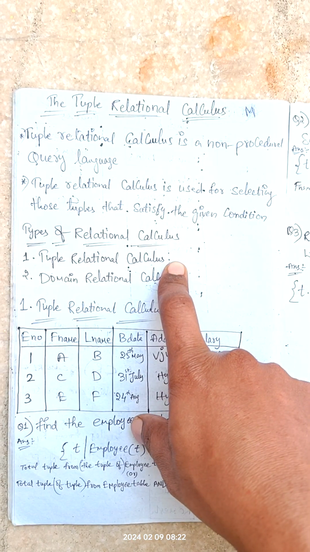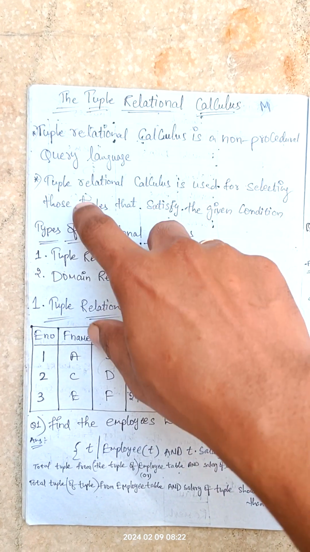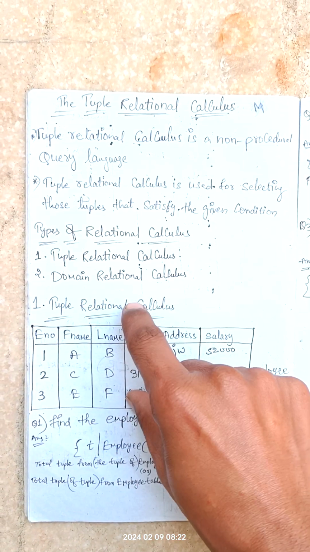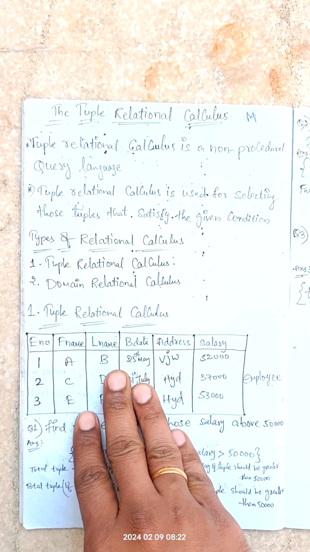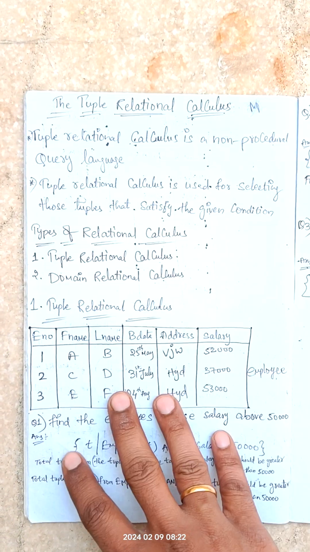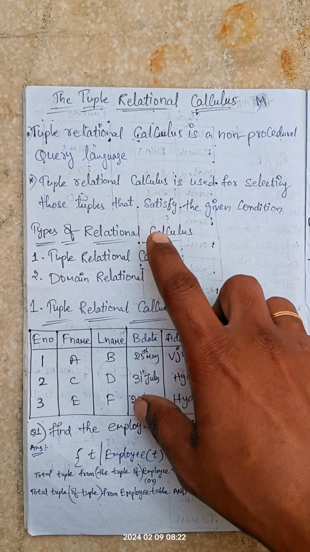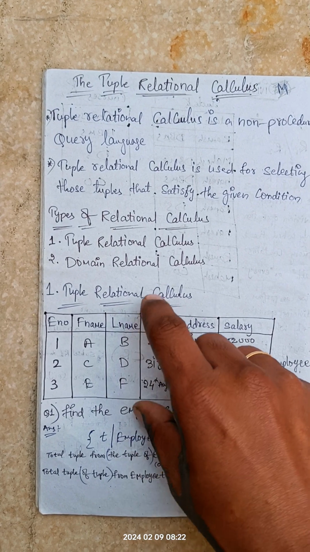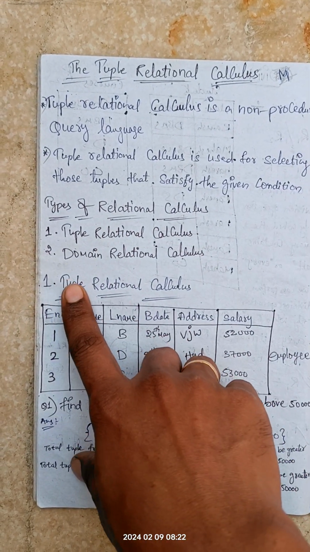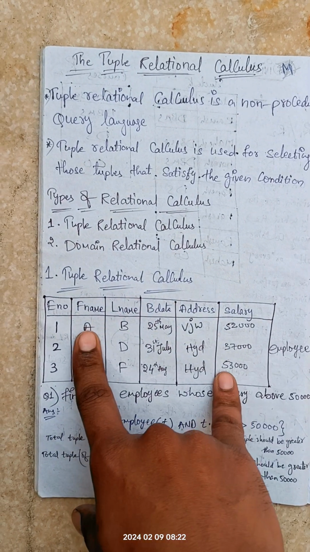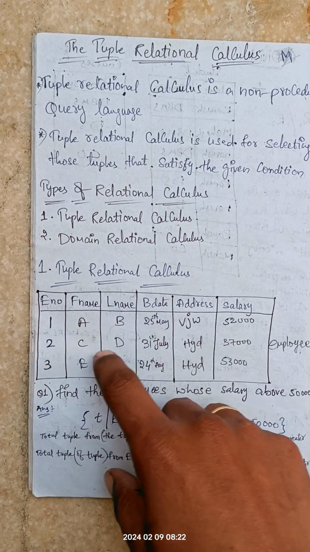If you are writing about tuple relational calculus in the exam, first write these 2 points, then this example. I will explain this example table, then you will understand this explanation. You can also write extra theory, but these 2 points are enough, and then write this example. This is the example table, and we'll perform the tuple relational calculus on this table.